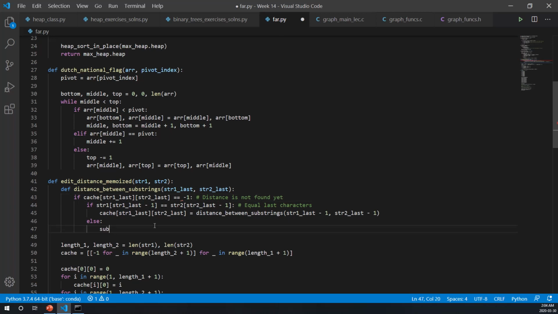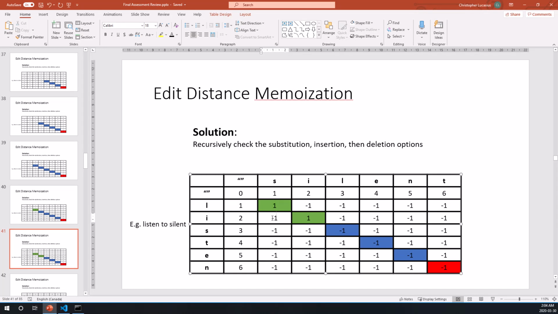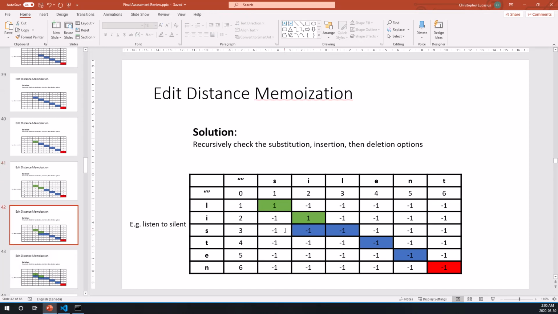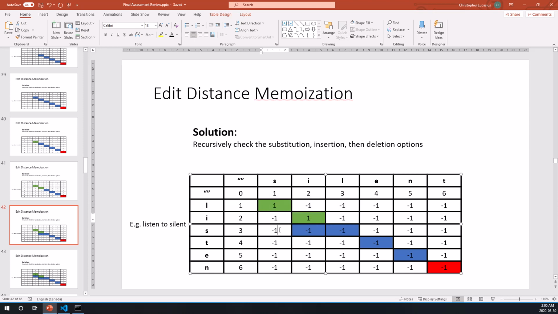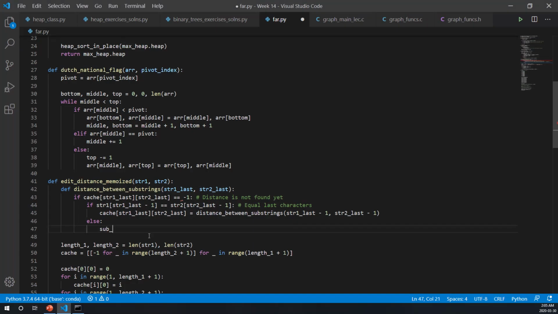In the other case, I am going to compute the three values. So like over here, I'm going to compute the substitution value, the insertion value, and the deletion value. So all three of these values I'm going to compute, which will require potentially having to recurse. Hold on. Oh yeah, sorry, I was distracted by that error-looking squiggly line. Okay, so distance between substrings.